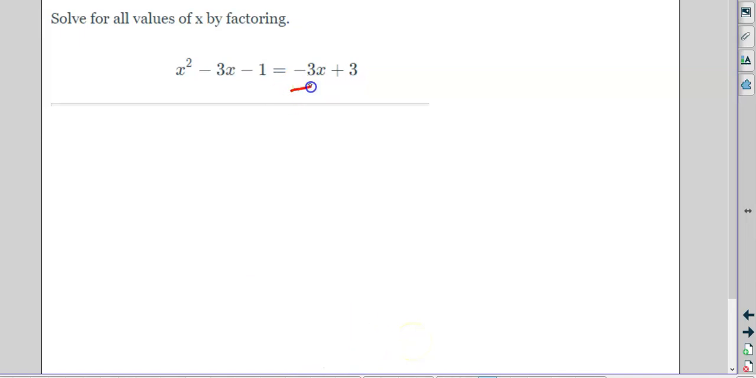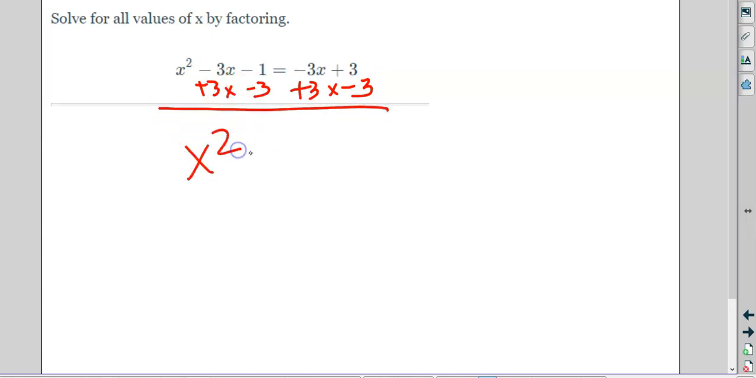Oh my goodness, plus 3x minus 3. x squared. Ooh, I like this one. This is a difference of 2 squares.